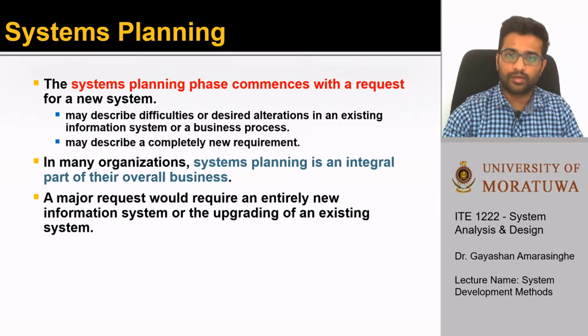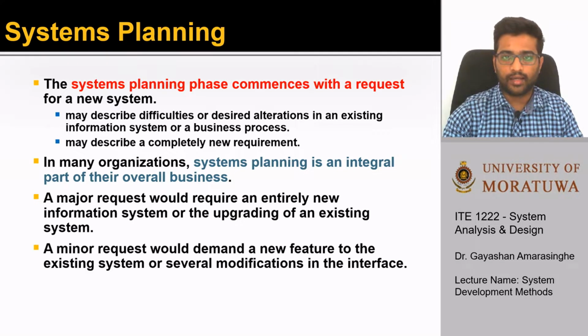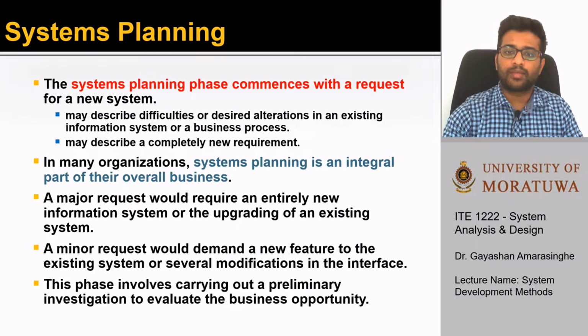A major request would require an entirely new information system or the upgrading of an existing system. On the other hand, a minor request would demand a new feature to the existing system or several modifications in the interface. This phase involves carrying out a preliminary investigation to evaluate an IT-related business opportunity, so you prioritize the requests based on the business goals.